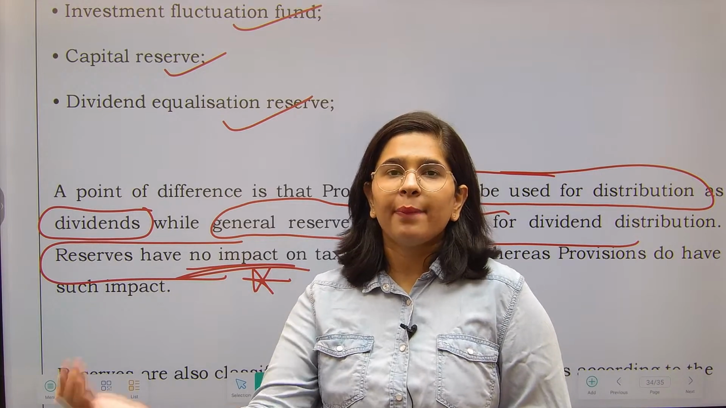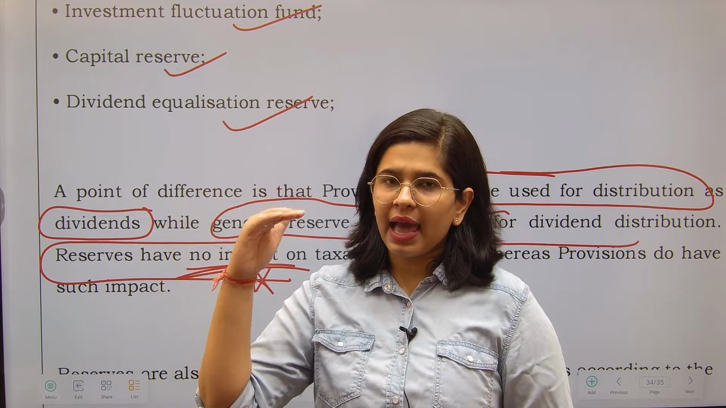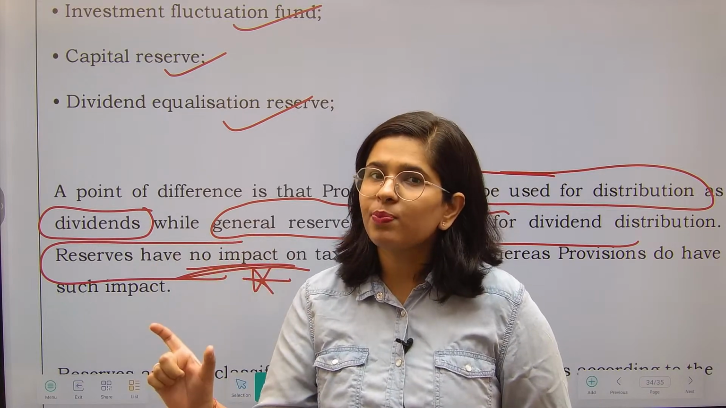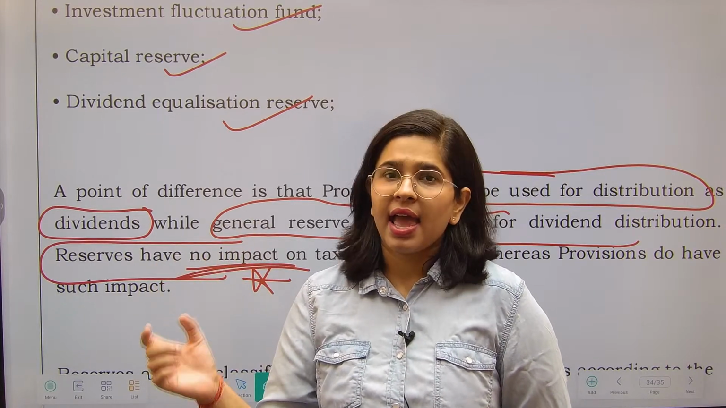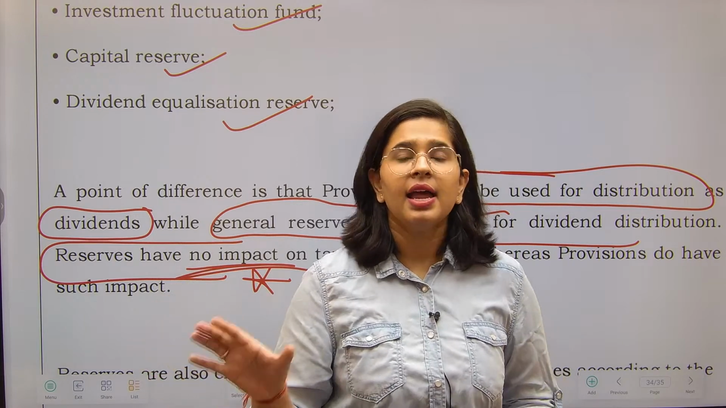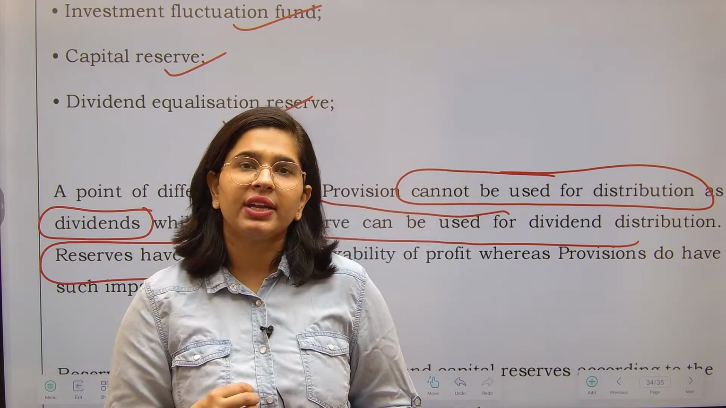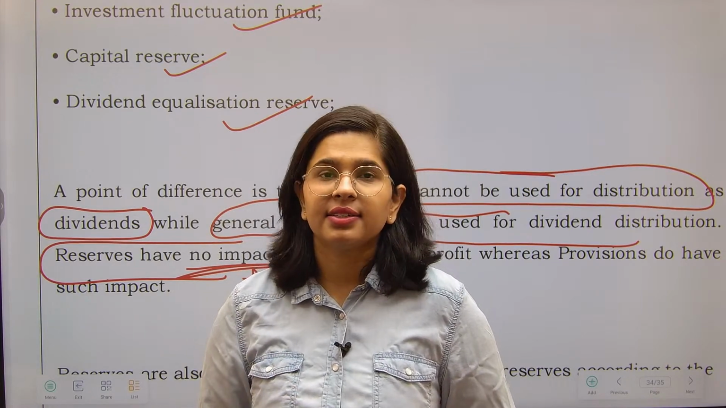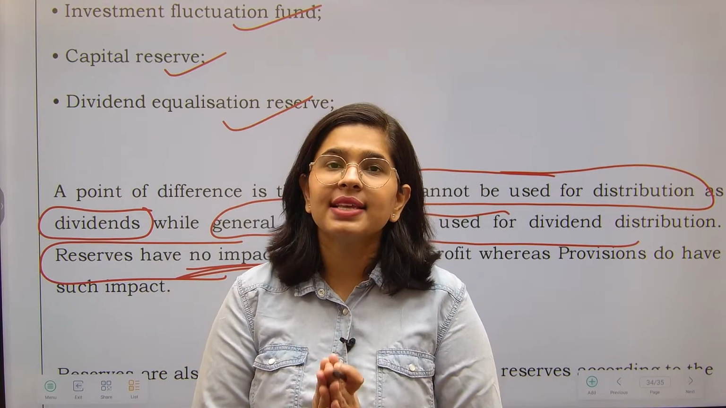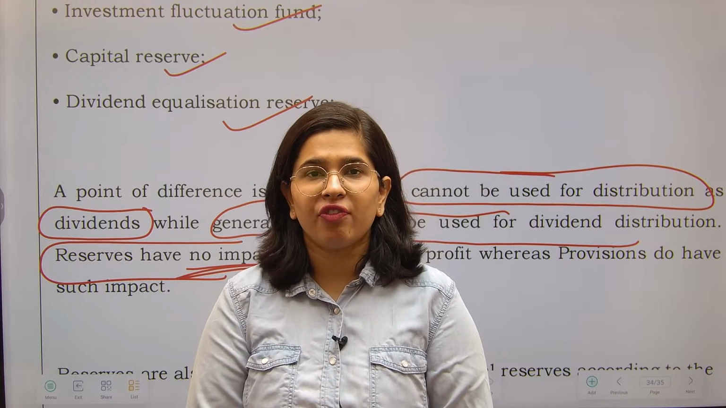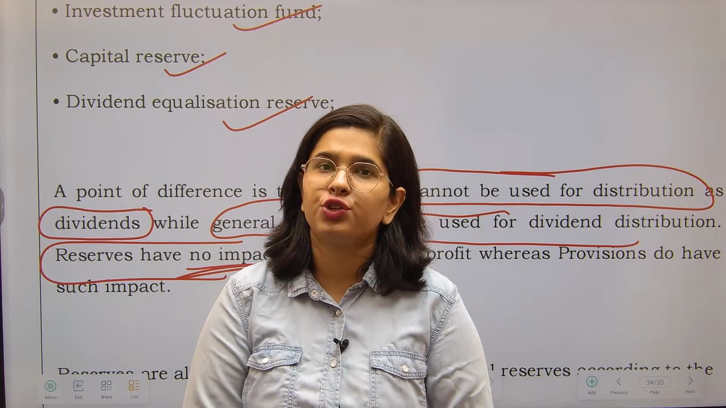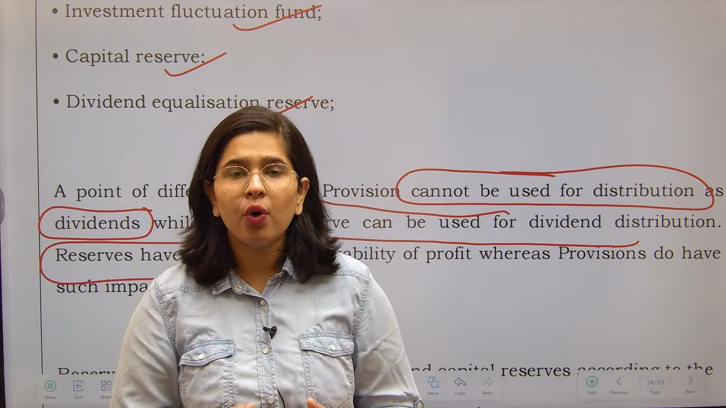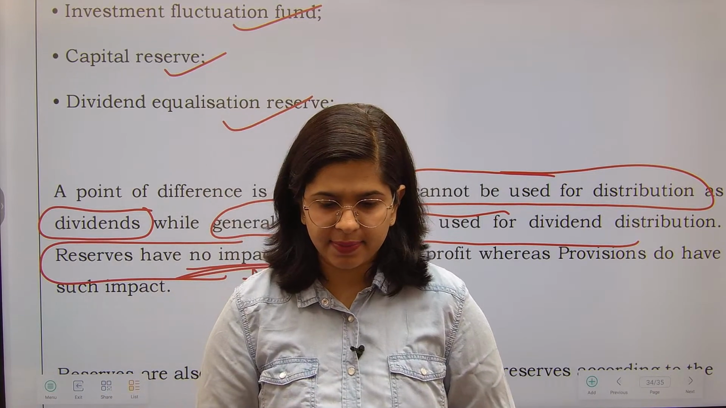So see what happens: calculate revenue, calculate expenses, then your profits will come. On this profit you apply the tax, and once tax is applied, after that you get your profit after tax. We take reserves out of that. Okay? So reserves are made once profit is already charged to tax. That is why reserves have no effect on the taxes.